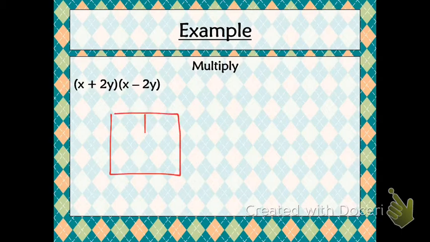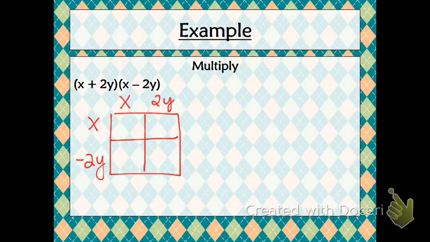All right, let's try another one that's a little different. x plus 2y times x minus 2y. One thing that makes this one different is that it's got two variables in it. I'm going to go ahead and do this one with the box method since we haven't done one of those in a while together. These are both binomials, so I'll have a 2 by 2 box. The first binomial is x plus 2y, so across the top I'll have x and positive 2y. The second binomial is x minus 2y, so along the side I'll have the x and the negative 2y.